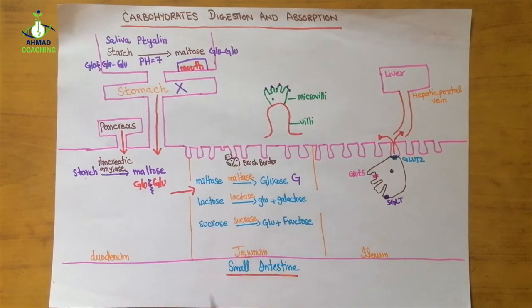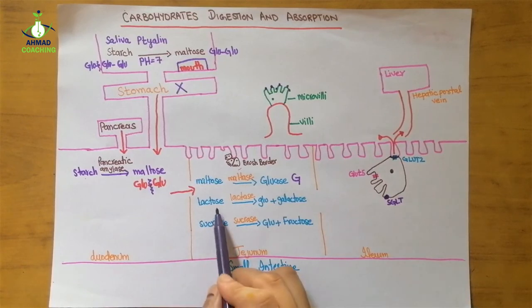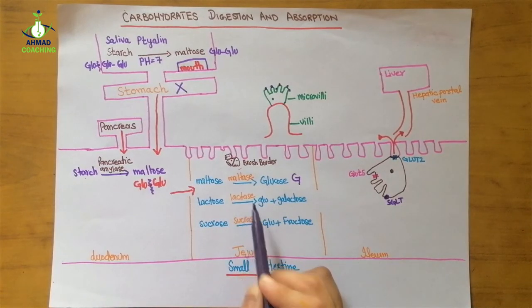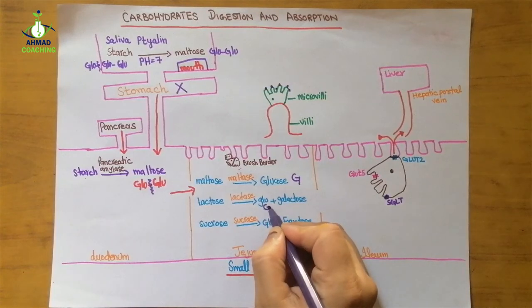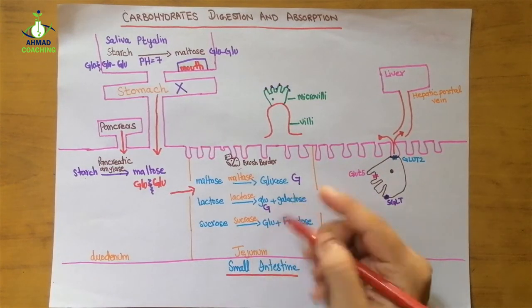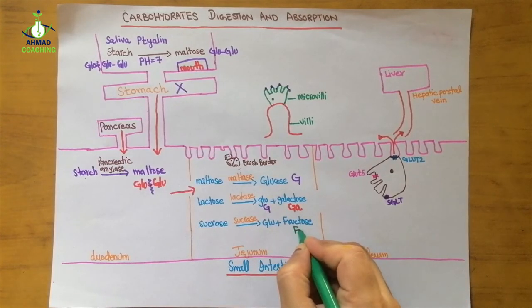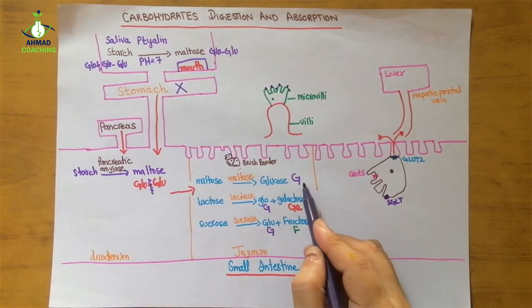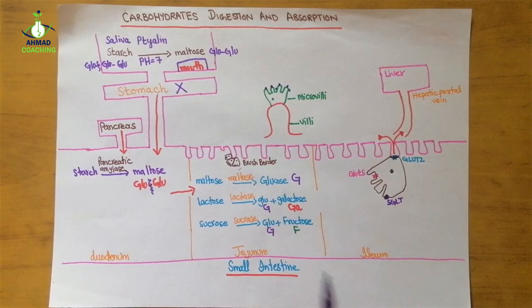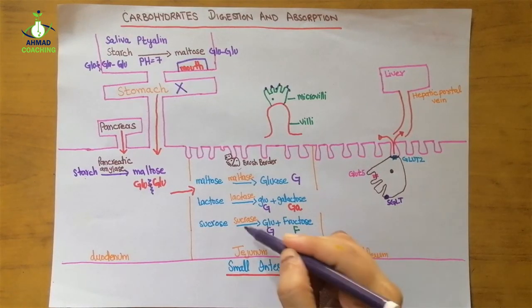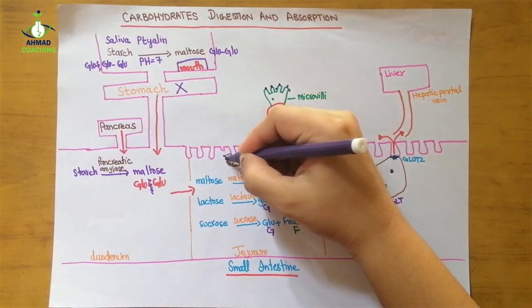Similarly, the lactose sugar which is present in milk is going to be digested by the lactase enzyme, and we will have one glucose and one galactose. Similarly, the sucrose, which is the sugar we consume, or the table sugar as we call it, is going to be digested by the sucrase enzyme, and then again we will have glucose and fructose. So in the jejunum we have glucose molecules, galactose molecules, and fructose molecules, and all these enzymes are attached here.